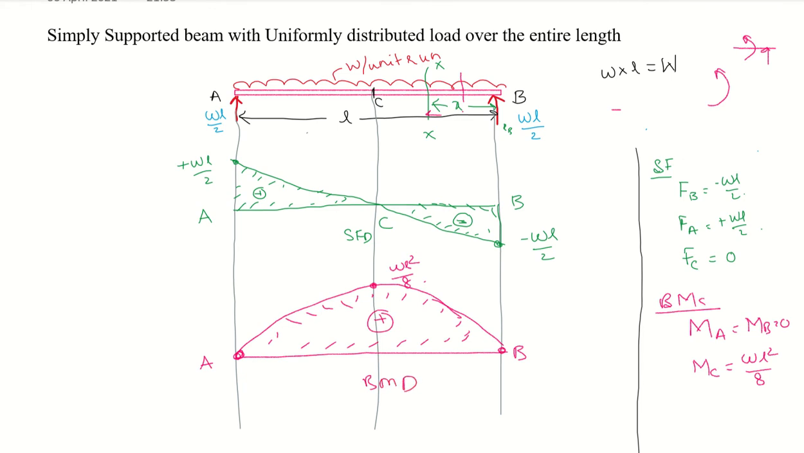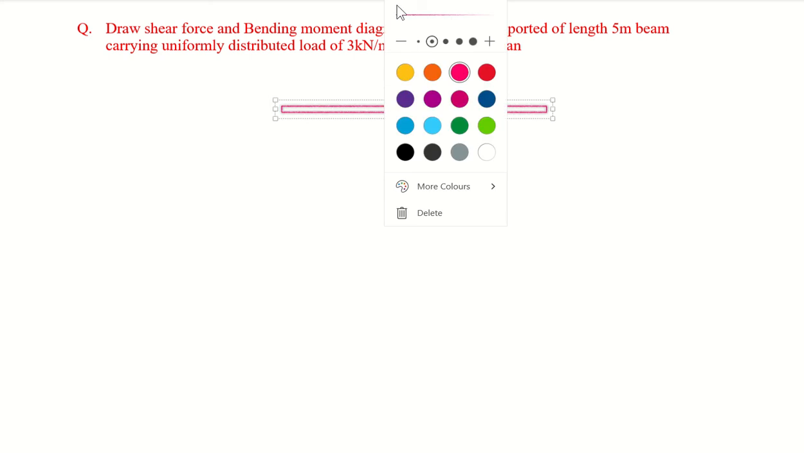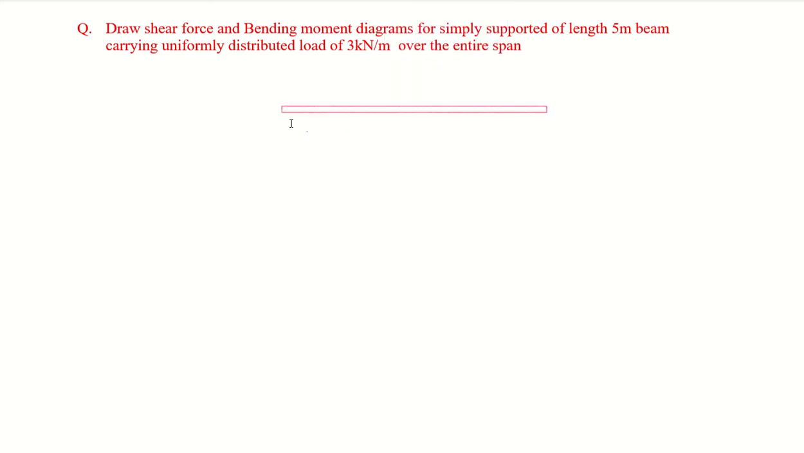So let us also now see a simple question. You see the question here. Draw shear force and bending moment diagrams for a simply supported beam of length 5 meter, carrying a uniformly distributed load of 3 kilonewton per meter over the entire span. So let us also mark the points now. So these are the supports. So we have this load acting over the entire span.